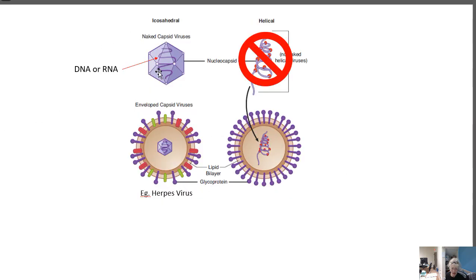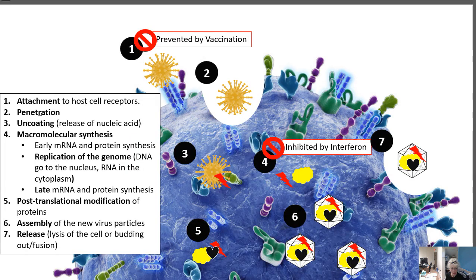So RNA or DNA can be icosahedral or helical. Typically, your DNA is helical. Here's your herpes virus. It's got a lipid bilayer and glycoprotein outer layer. This is a nice drawing. It kind of looks like a Where's Waldo drawing.